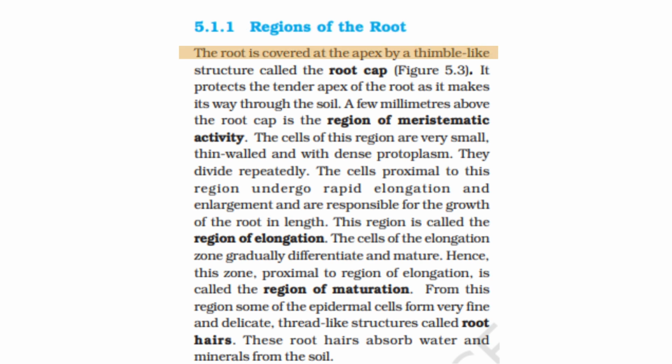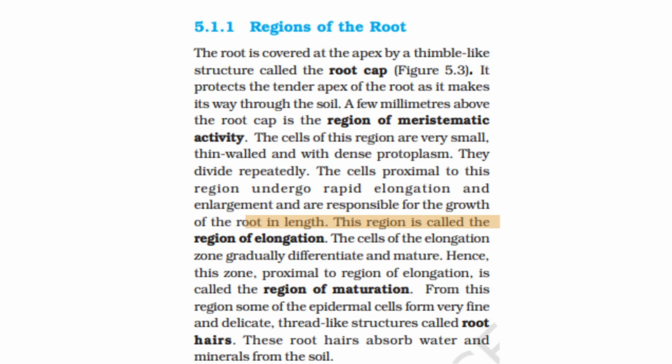Regions of the root. The root is covered at the apex by a thimble-like structure called the root cap. Figure 5.3. It protects the tender apex of the root as it makes its way through the soil. A few millimeters above the root cap is the region of meristematic activity. The cells of this region are very small, thin-walled, and with dense protoplasm. They divide repeatedly. The cells proximal to this region undergo rapid elongation and enlargement and are responsible for the growth of the root in length.